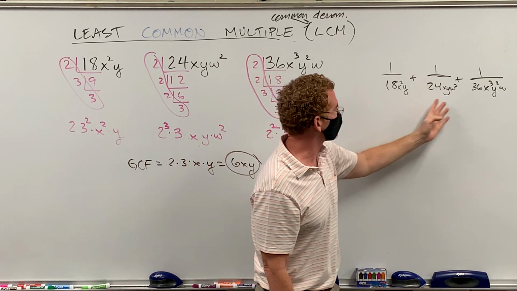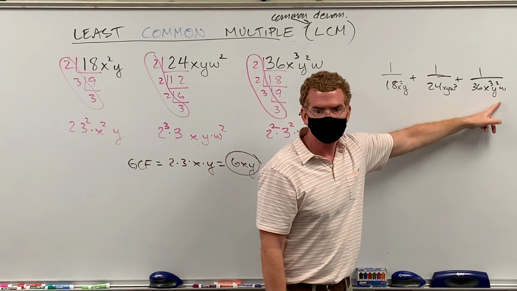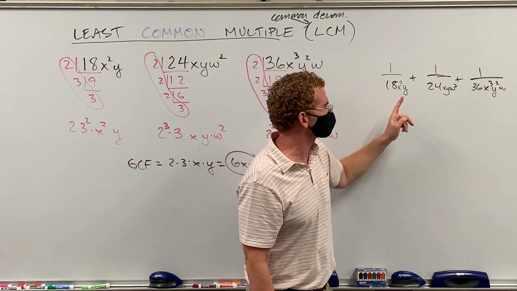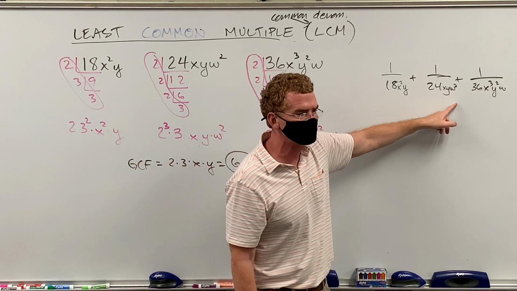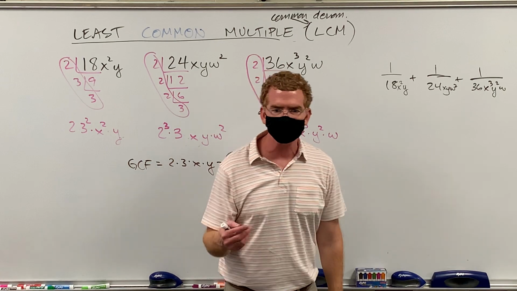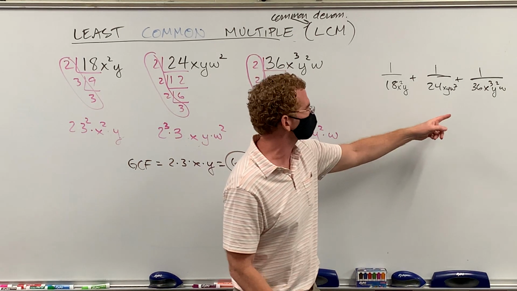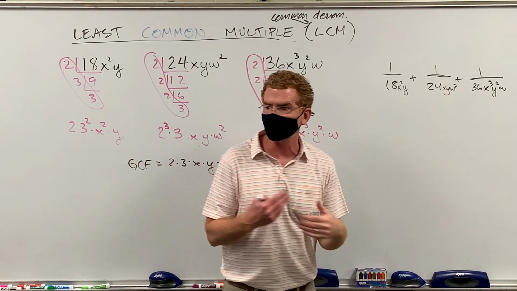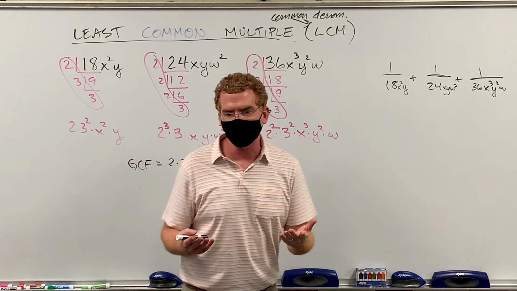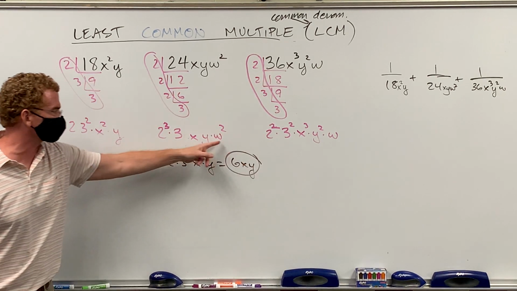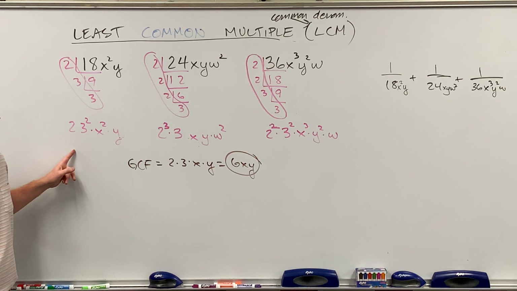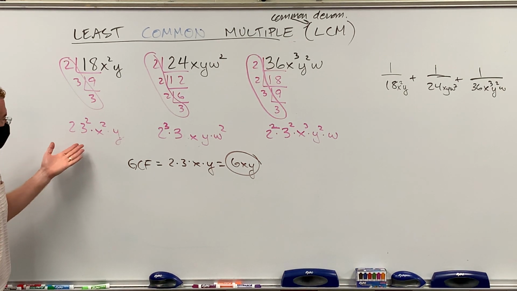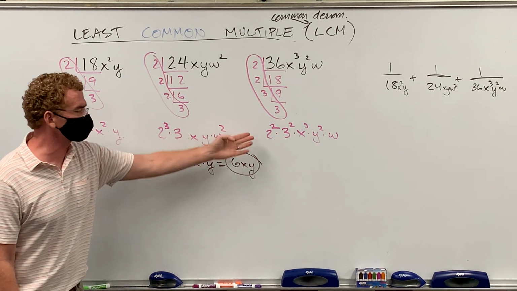And then the most number of y's would be y squared. So this would have to become a y squared, and the most number of w's is w squared. Well, think about what you just said. You're taking the most number of x's, y's, and w's to determine that common denominator. Wouldn't that also work if everything was factored? Couldn't you look at this and say, what's the most number of 2's that I have?